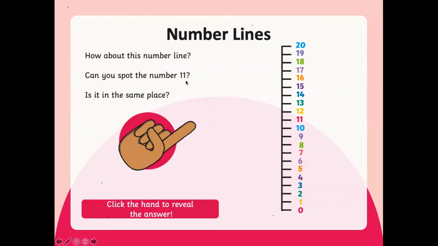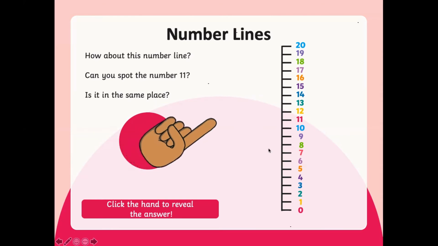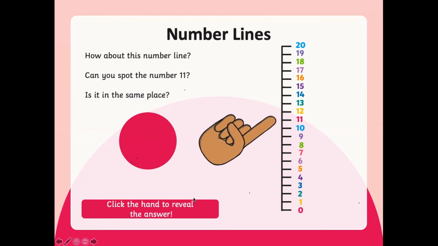How about this number line? Can you spot the number 11? So the number 11, is it in the same place? It will be in exactly the same place, except that the number line is shown upright this time instead of sideways, right? So you'll see that the number 11 is still after the number 10 and it's still before the number 12. So yes, it is in the same place. And there's the number 11, guys.